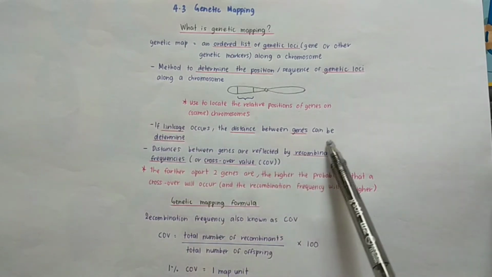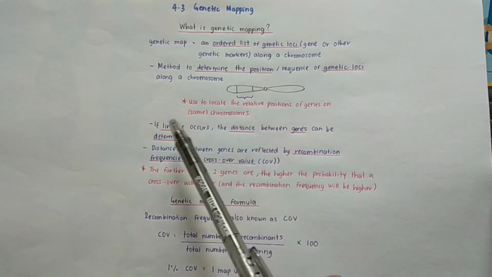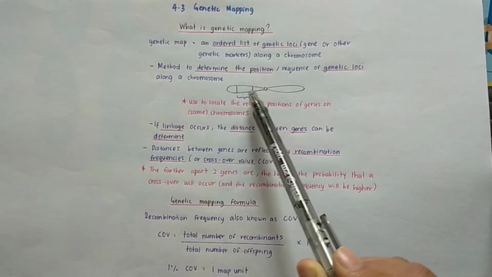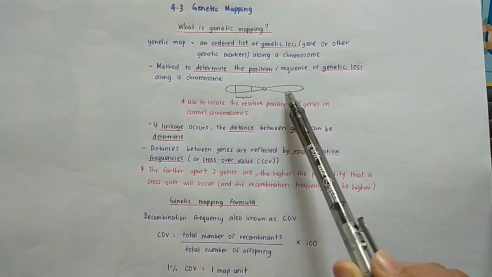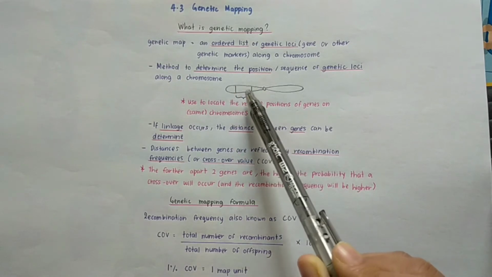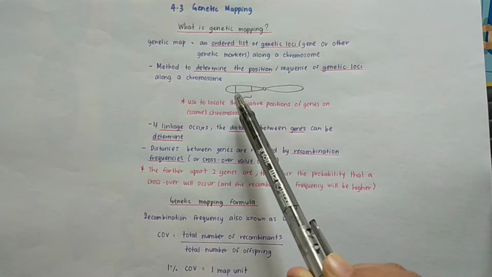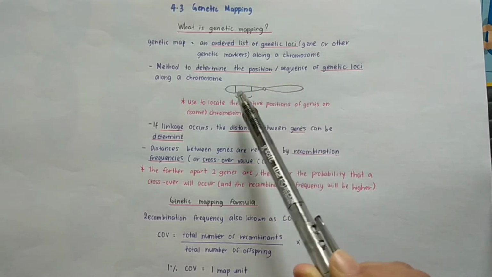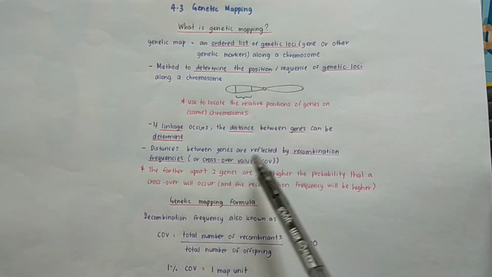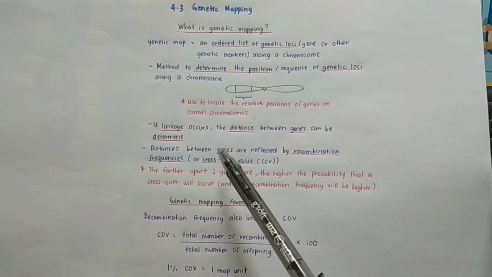So ni yang macam saya maksudkan tadi lah. Maksudnya kalau dia adalah linked gene, bila berlaku linkage, it means that the genes are located on the same chromosome here. So the distance between genes can be determined. So kita boleh kira lah. Tapi kalau dia bukan linked gene, maksudnya dalam satu kromosom yang sama dia tak ada dua genes lah. So maksudnya kita tak boleh cari distance. So yang ni akan diguna pakai untuk linked gene sahaja.